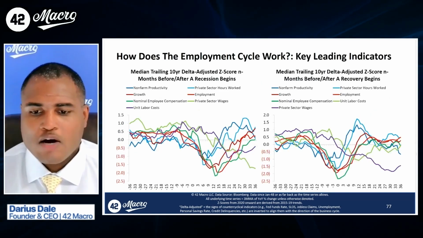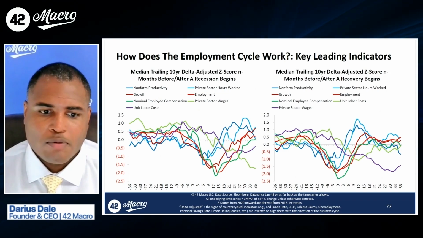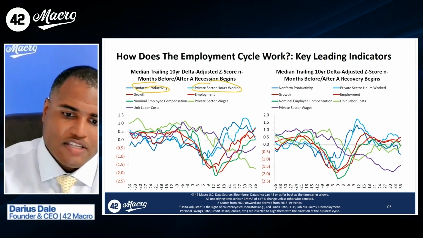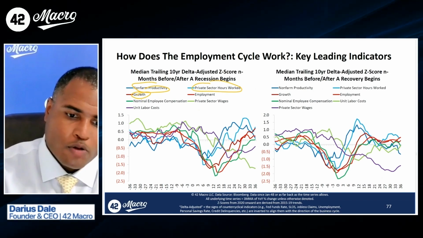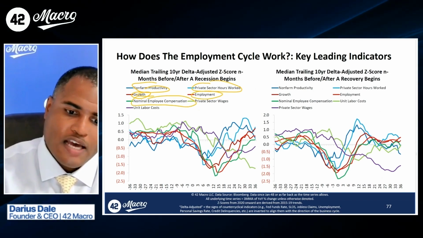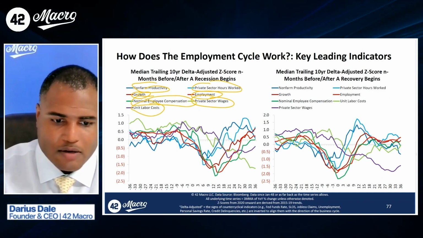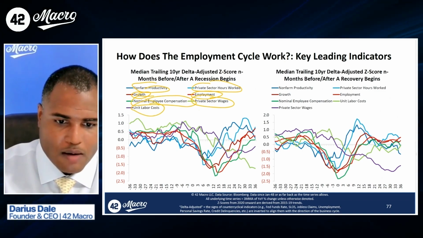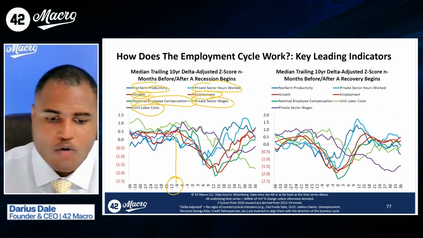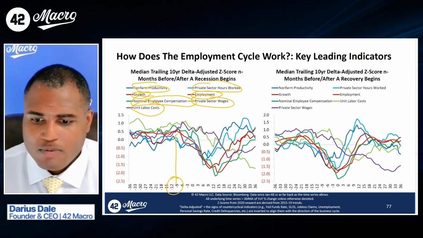So how does the employment cycle work? Shifting back into the broader business cycle, the key leading indicators of the employment cycle work like this. First, non-farm productivity breaks down, then private sector hours worked breaks down, then GDP growth breaks down, then total employment breaks down, then nominal employee compensation breaks down, then private sector wages break down, then unit labor costs break down. And you can see non-farm productivity and private sector hours worked are very long-term leading indicators. They break down 3 to 4 quarters ahead of a business cycle downturn. And so investors need to be aware of that.